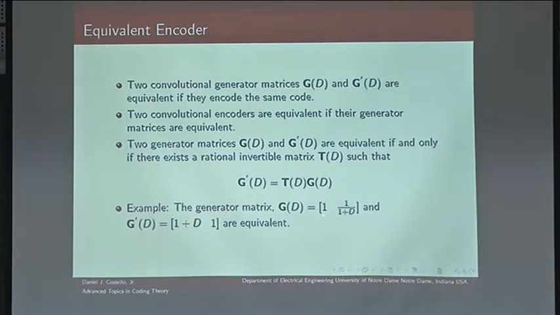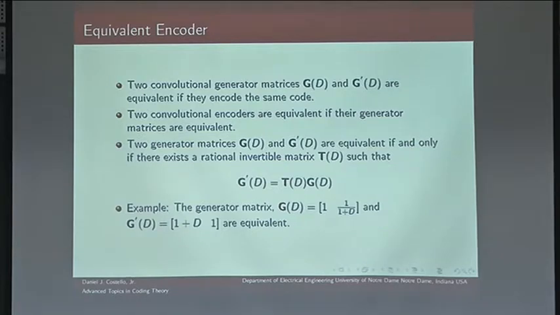So in this case, the same output sequence, a 1 coming out of the first output and an infinite sequence of 1s coming out of the second output, is produced with a weight 1 input sequence. Here it's produced by the all 1 input sequence, an infinite sequence of 1s. So when you have equivalent encoders, the code is the same. The set of code words is the same. But different information sequences produce those code words.